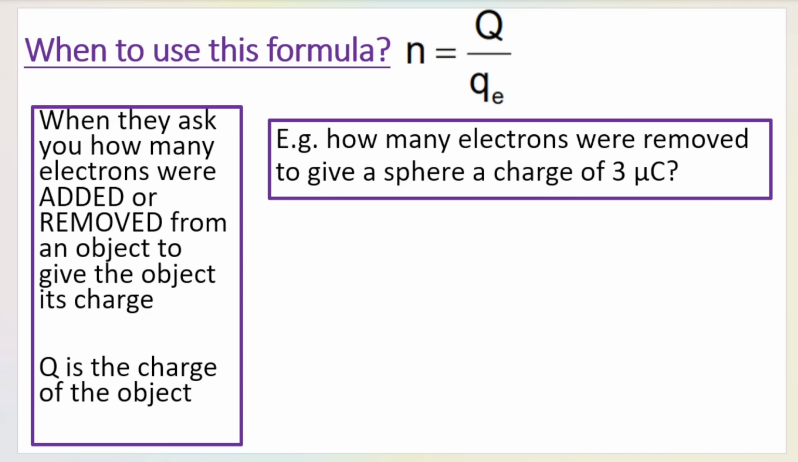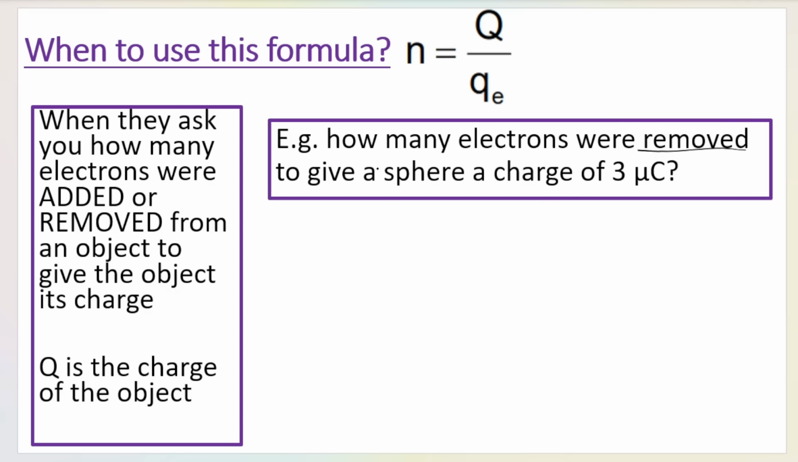So let's do this example first. Very similar to the one that I made up a few seconds ago. They could say, how many electrons were removed to give a sphere a charge of 3 microcoulombs. Now, first of all, how do I know that electrons were removed? Because electrons are negative and this charge is positive. So when we remove the negative stuff, we leave it with a positive charge.